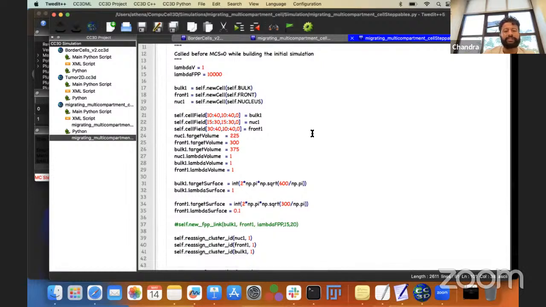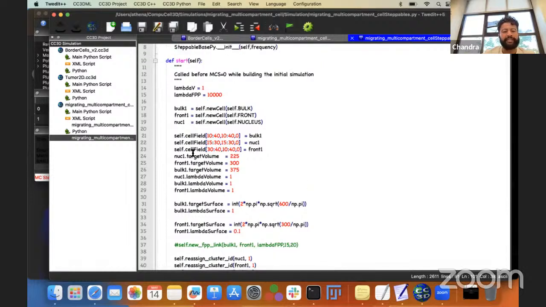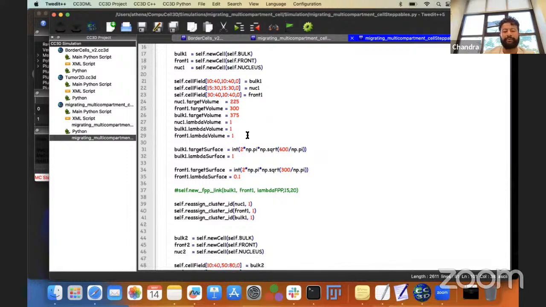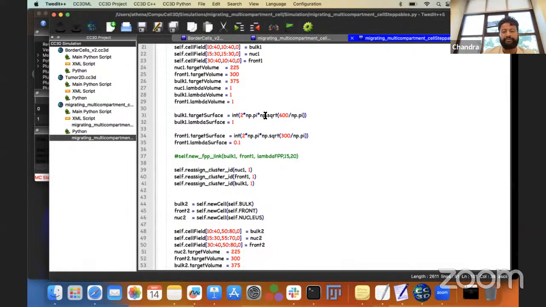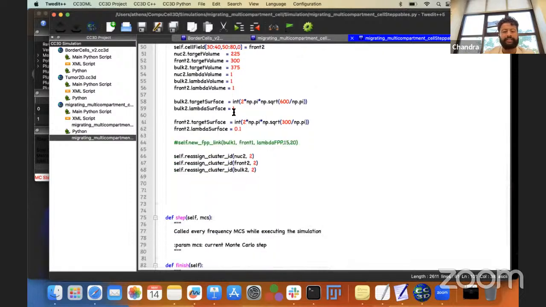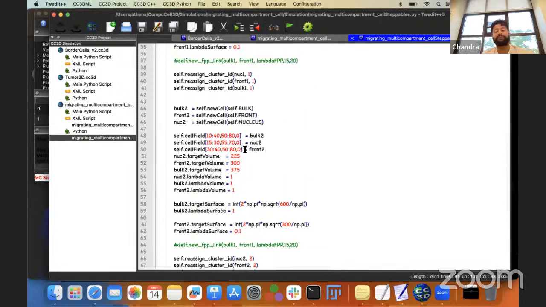And here is where you mentioned the lambda V, which is the volume constraint. I assign the volumes for each of these three regions and say this is the lambda V. I assign the surface. I've basically taken what is the corresponding perimeter if it were a circle and given that as a surface value and put the constraints. Yeah, that's pretty much it.